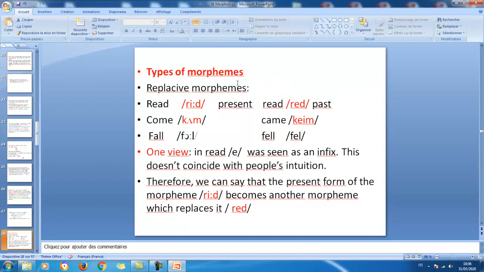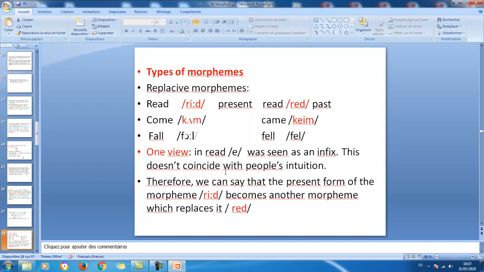Now let's talk about types of morphemes. We can talk first of all about replacive morphemes. Let's talk about these examples. Read as opposed to read. This is the present, this is the past. Come, came. Fall, fell. How can we analyze these cases? The difference between read, read, come, came, fall, fell. There is one view saying that this a in came can be seen as an infix. It's what indicates the past. This is the change here. We replace e by a. So a is the indicator of the past. It's a kind of infix.